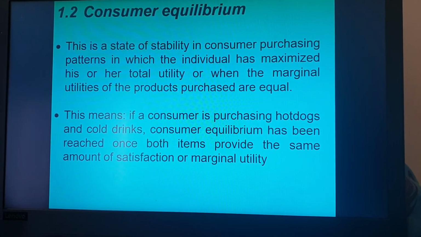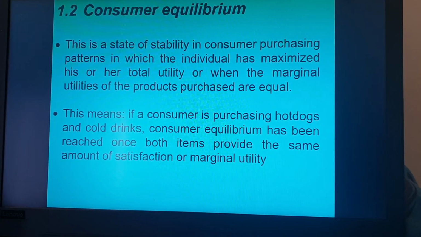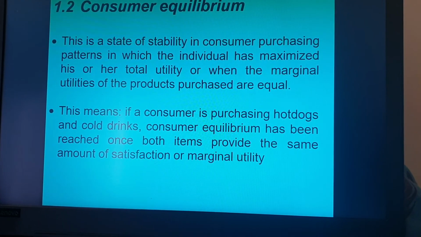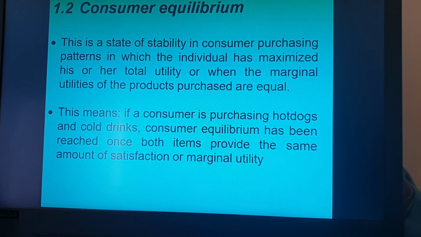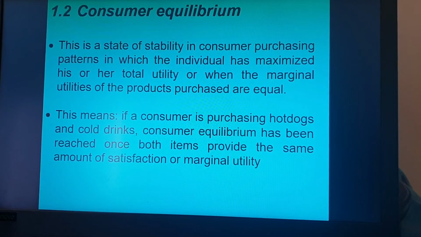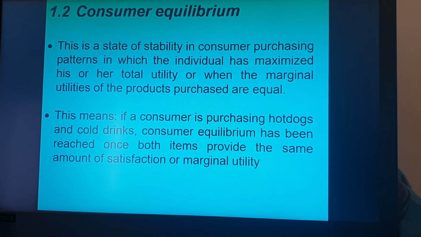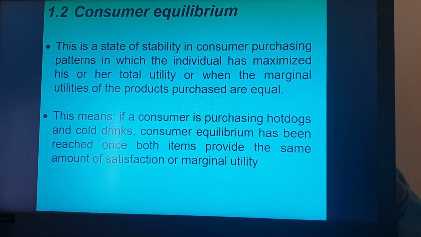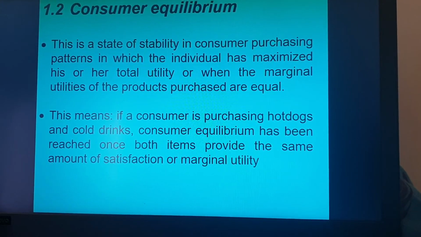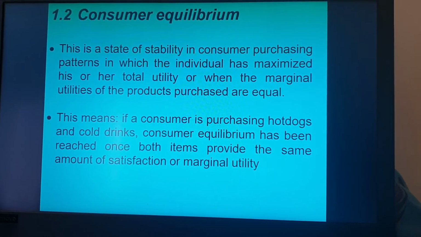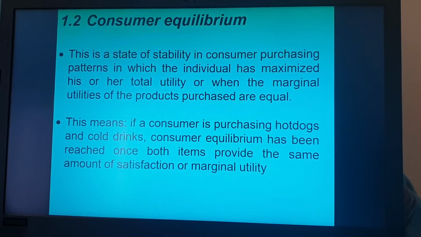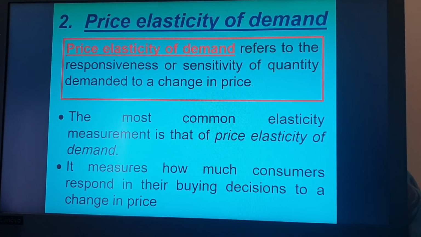Consumer equilibrium. This is a state of stability in the consumer purchasing patterns in which the individual has maximized his or her total utility, or when the marginal utilities of the products produced or purchased are equal. This means if a consumer is purchasing hot dogs and cool drinks, consumer equilibrium has been reached once both items provide the same amount of satisfaction or marginal utility. So you might eat 2 hot dogs but only drink 1 can of Coke, and then it might give you the same satisfaction. Then it means that we have reached the marginal utility.